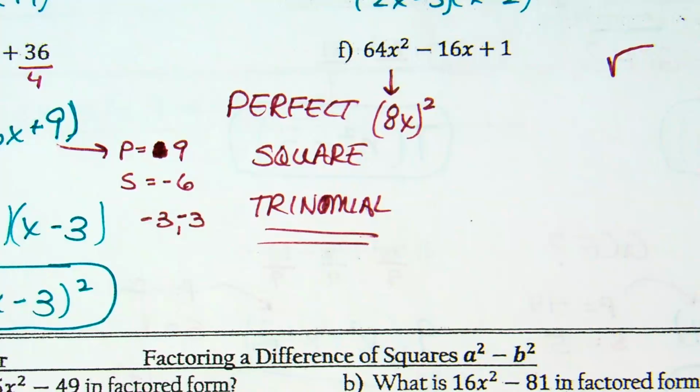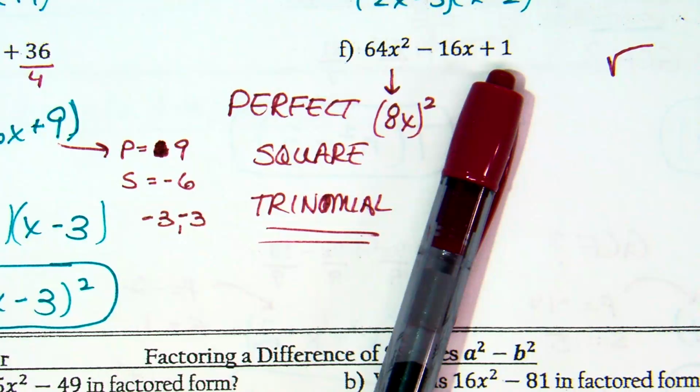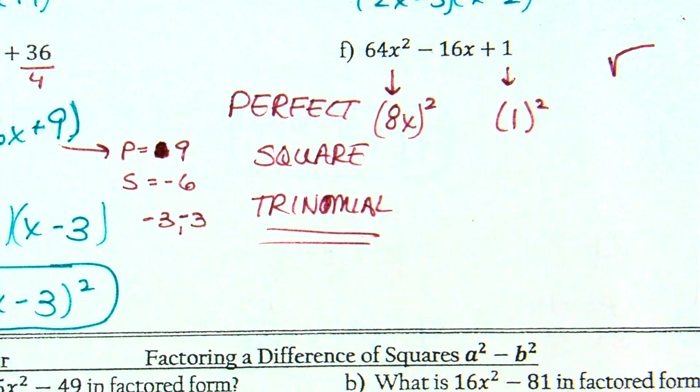So if the A term is a perfect square, and the C term is a perfect square, can you guys take the square root of 1? It just stays the same. Yes, but we can take the square root then, yes? Square root of 1 is 1. So square root of 1 is the same as writing 1 squared. Now, with perfect square trinomials, the middle term is not about being a perfect square.